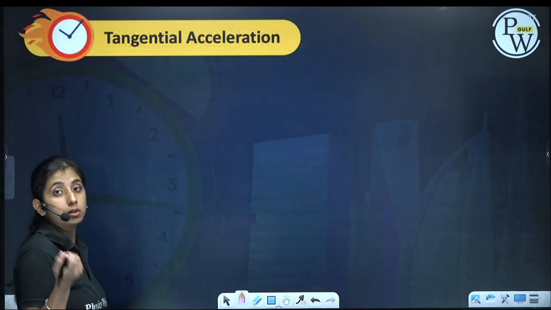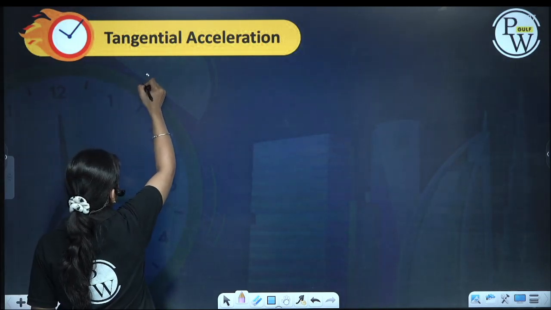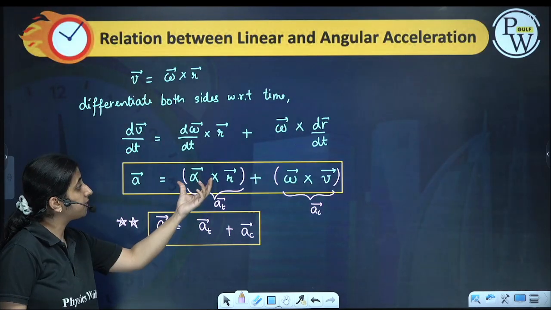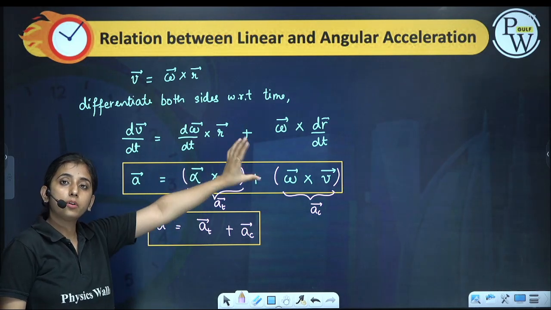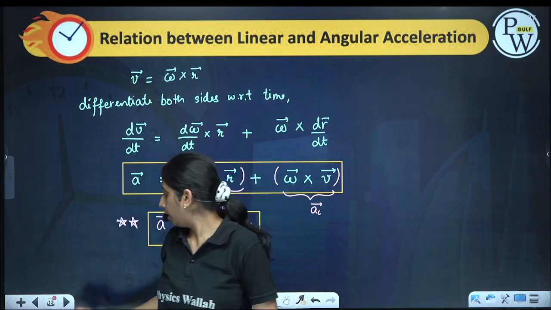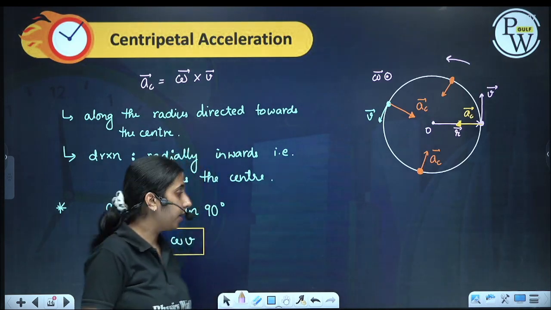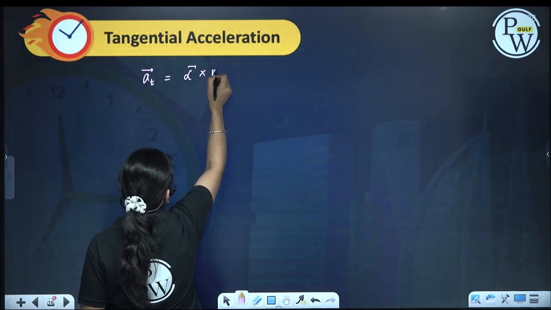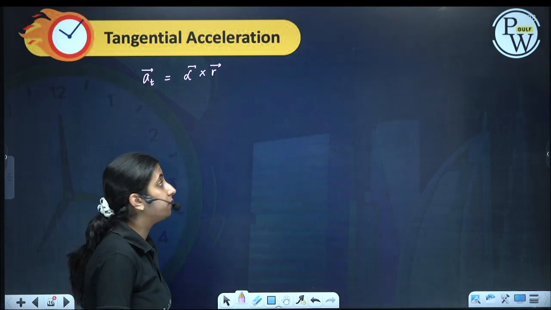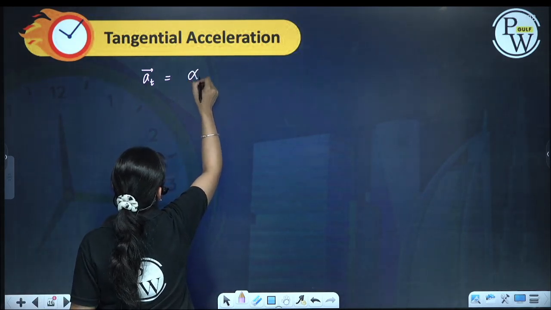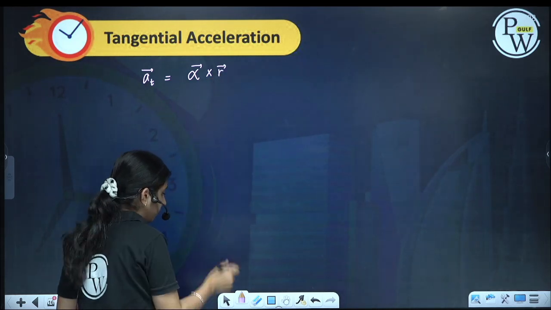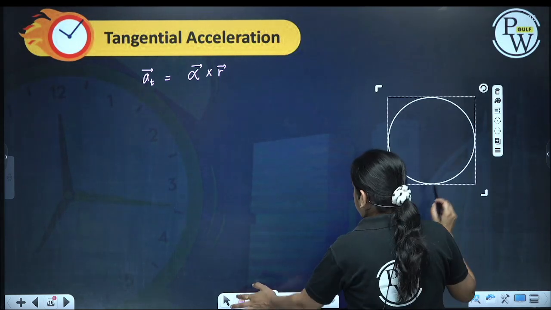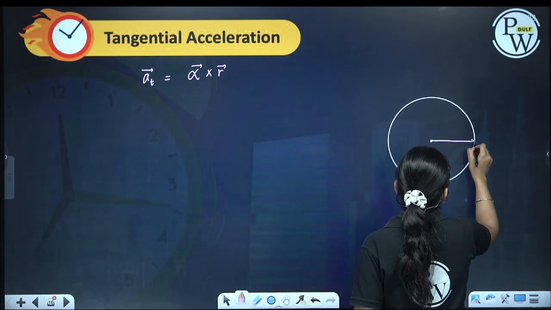Now let us move to tangential acceleration. What was my tangential acceleration? There were two components of total acceleration. One was omega cross v and the other was alpha cross r. So this omega cross v is the centripetal one. Now let us do the other component, which is equal to alpha cross r. If angular velocity is increasing, then alpha is in the direction of omega.